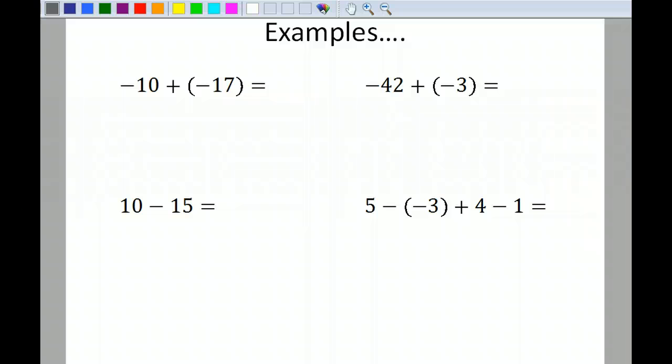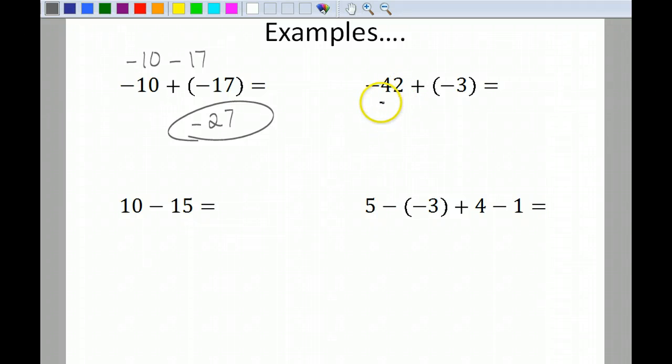Okay, so you should be finished with those, so let's go ahead and check these. Negative 10 plus negative 17. You could also see this written as negative 10 minus 17. These are the exact same problems written a different way. My signs are the same. When signs are the same, I add and keep the sign of both. So for this one, my solution is going to be negative 27.